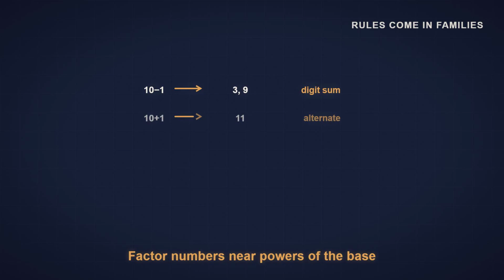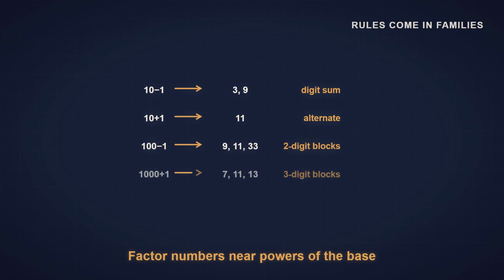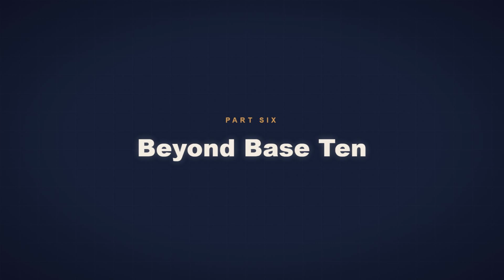Divisors of 10 plus 1 inherit the alternating sum, giving 11. Divisors of powers, such as 100 or 1000, allow digits to be grouped into blocks. That is why tests for 37, 99, and 1001 often use 2-digit or 3-digit chunks instead of individual digits. Change the number system, and the special divisor changes with it.